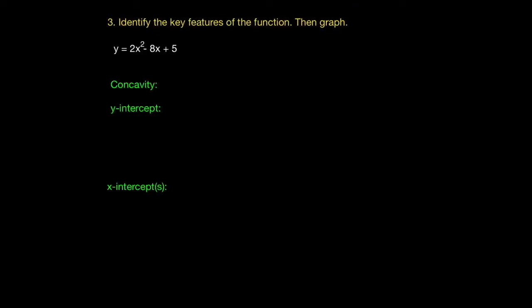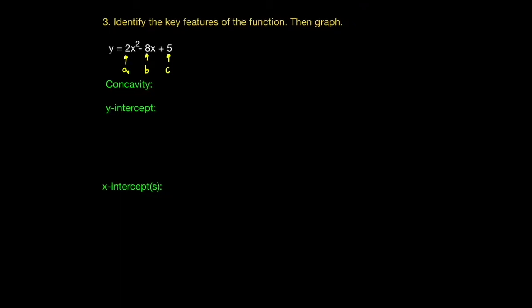We have to identify the key features of the function, and then we're going to graph. So identifying the key values, the a value is 2, the b value is -8, and the c value is 5. Beginning with the concavity, which is determined by the a value. Since we have a positive 2, since the a value is positive, we have concave up.